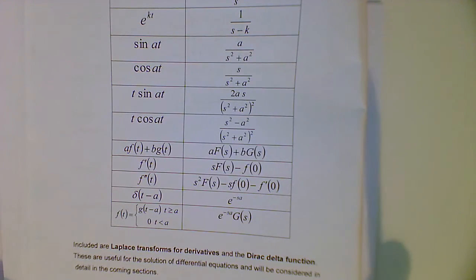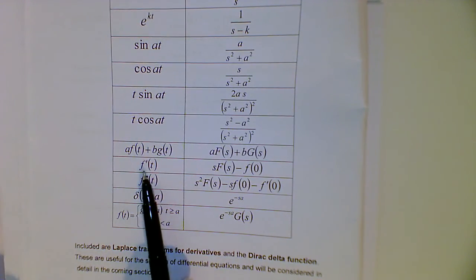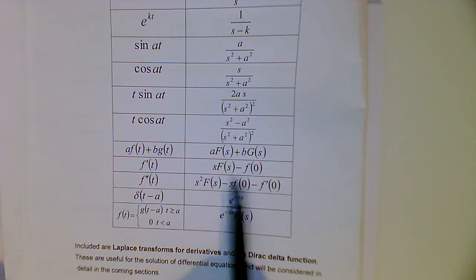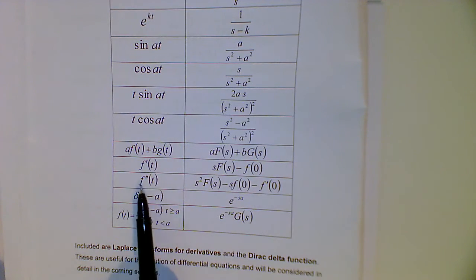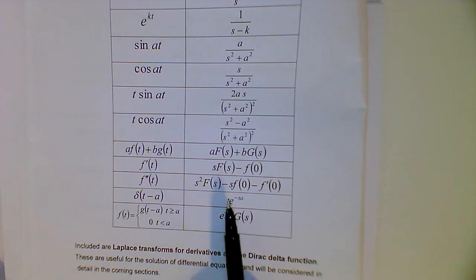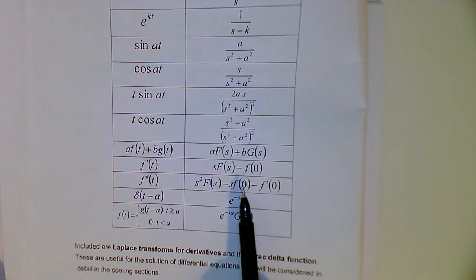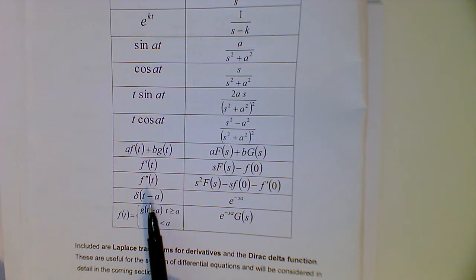Right, now then the biggies and important ones for us, the first derivative. If you're taking the Laplace transform of the first derivative, we get this function here. If we take the Laplace transform of the second derivative, we get this expression here. This here is called the Dirac delta function. We'll come to that right at the very end. And this here is the second shift theorem, and again we'll come back to that a lot later on.